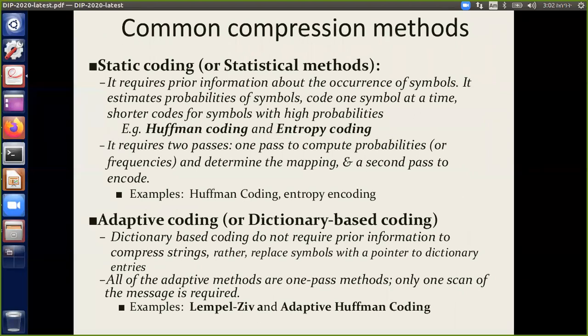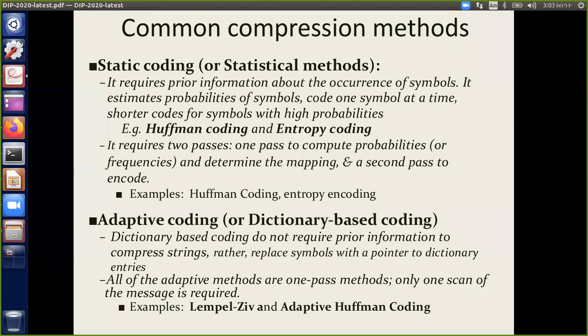So when we are looking at compression techniques, nowadays they are classified into two: static coding, which means statistical methods, and adaptive coding, which is a dictionary-based method. The major difference between the two is that static coding means we are trying to compress static data, like textual data and image data, which are static by their nature. So for that, we need static coding.